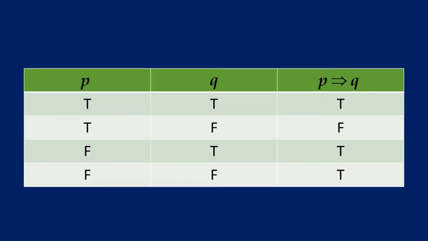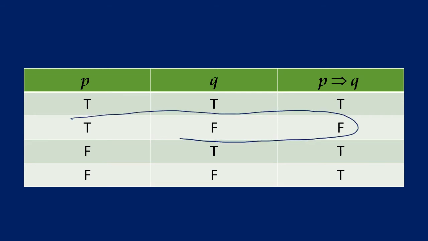Anyway, I'm just giving you the truth table for the implication if P then Q. This is the part that I told you is the only row wherein you will get a false for if P then Q, when the premise is true but the conclusion is false. And it's also worth mentioning that if the premise is false, it doesn't matter if the conclusion is true or false.